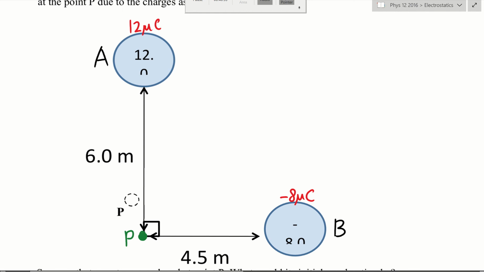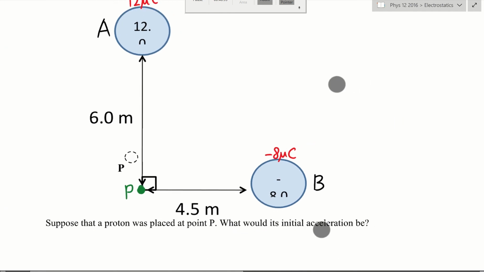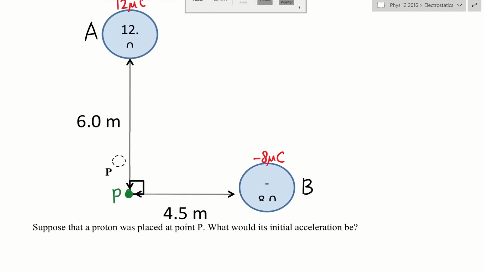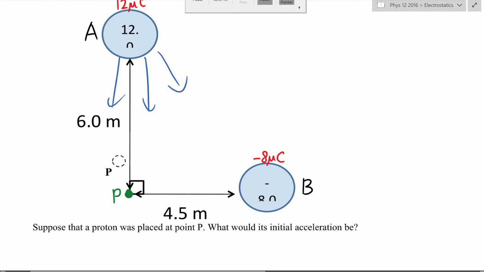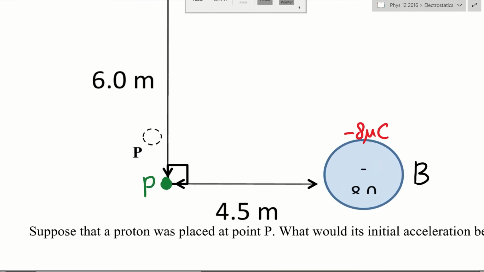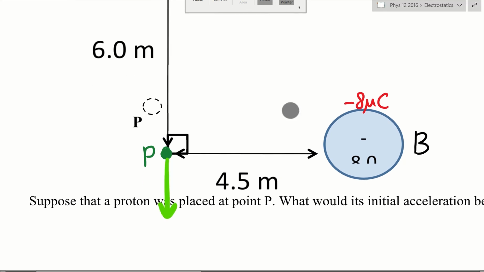Okay, now A is positive. So at point P, the electric field should be going down. I mean, down or south, I guess. Let's say down. It must be going down, right? Because this is a positive charge, so the electric field just keeps going like this. So by the time it goes to P, it must be going down. So we just have to make one calculation. The one goes down.